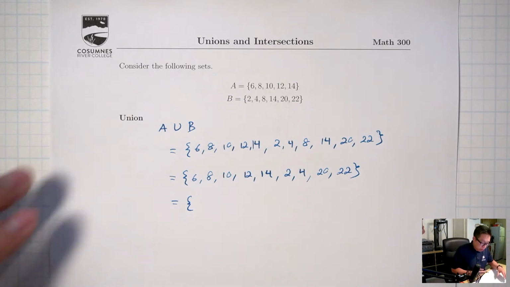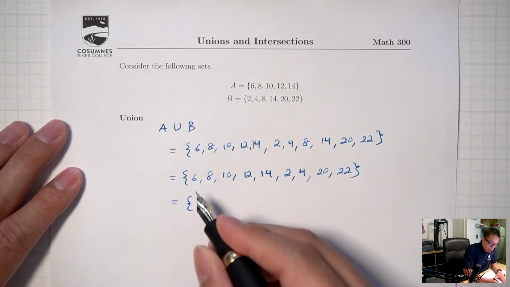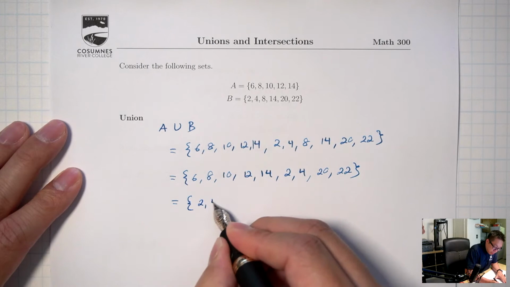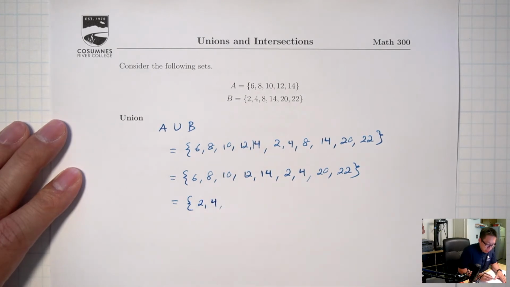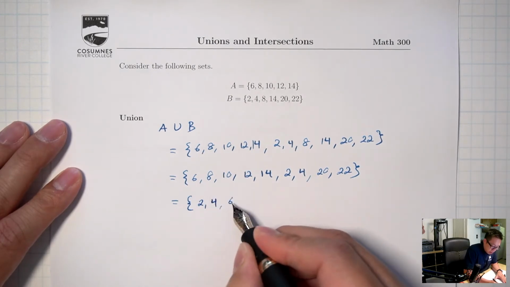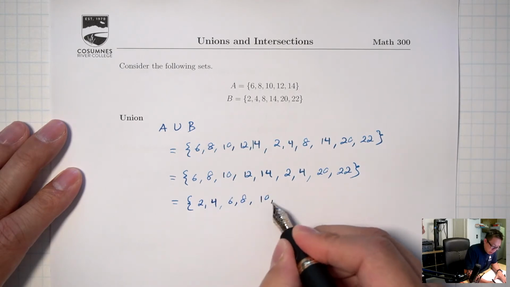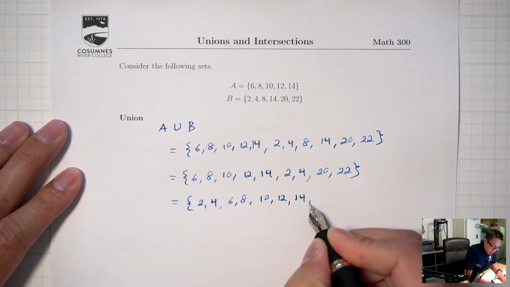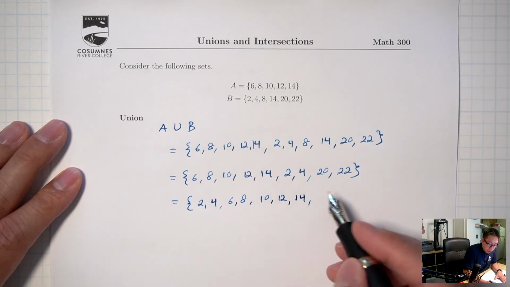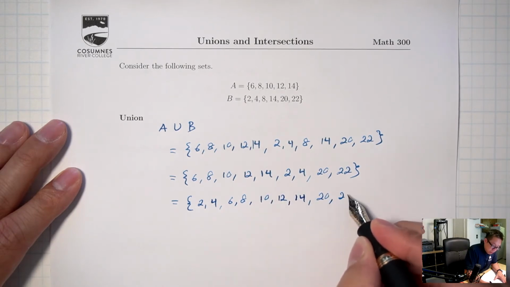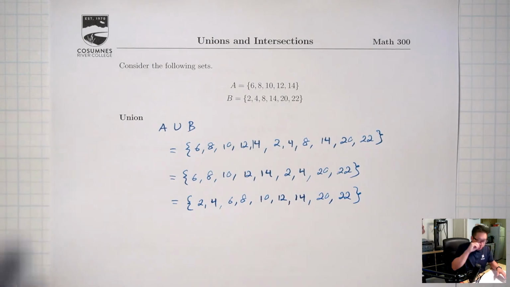So in order, 2 and 4 should go first. And then we're going to go 6, 8, 10, 12, 14. And then 20, 22. And that's the union.